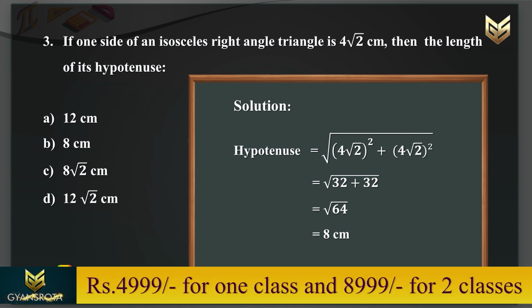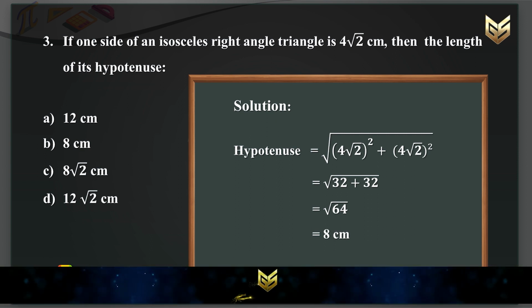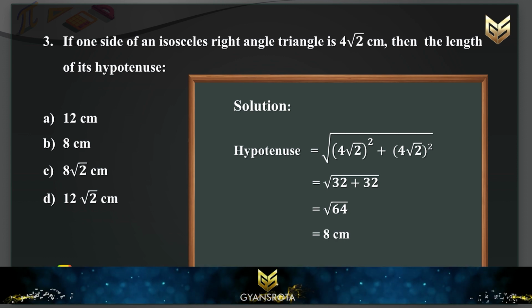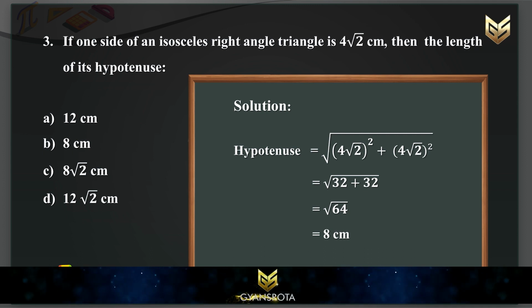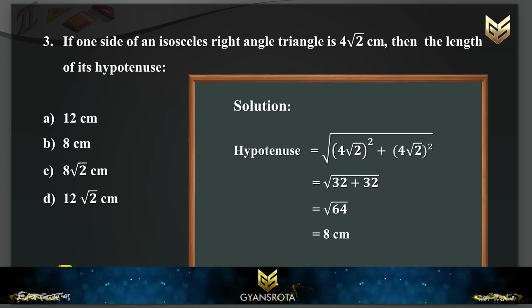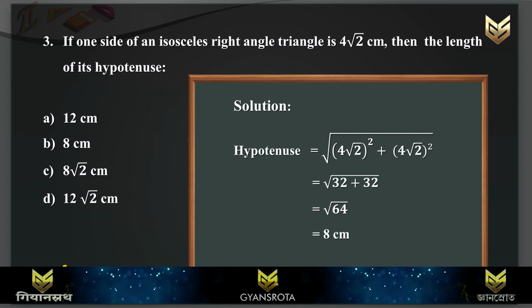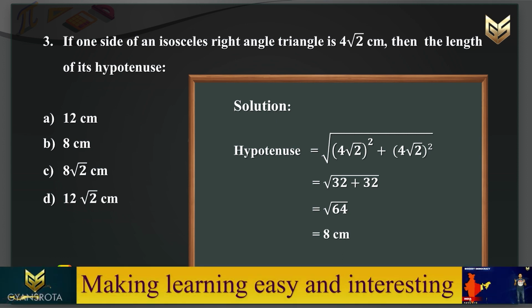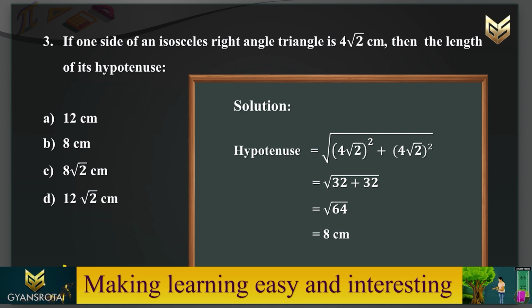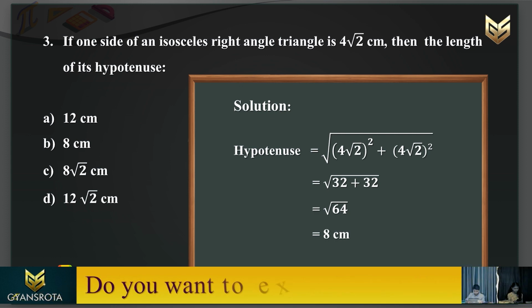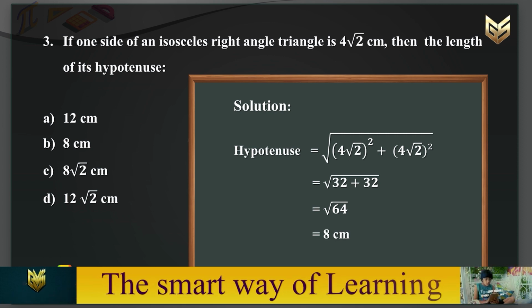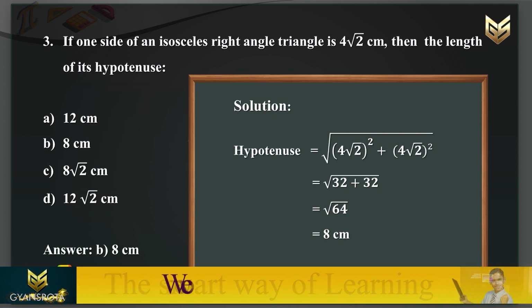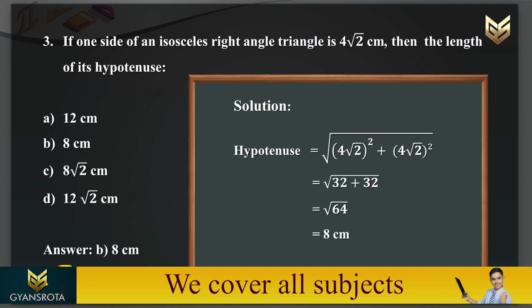So hypotenuse will be equal to the square root of the sum of the squares of the other two sides. That means it will be equal to the square root of (4√2) whole square plus (4√2) whole square. Both will be the same because it is an isosceles triangle. Then it becomes root over 32 plus 32, that means root over 64, which is equal to 8 centimeter. So which one is the correct option? Option B, 8 centimeter, is the correct option.